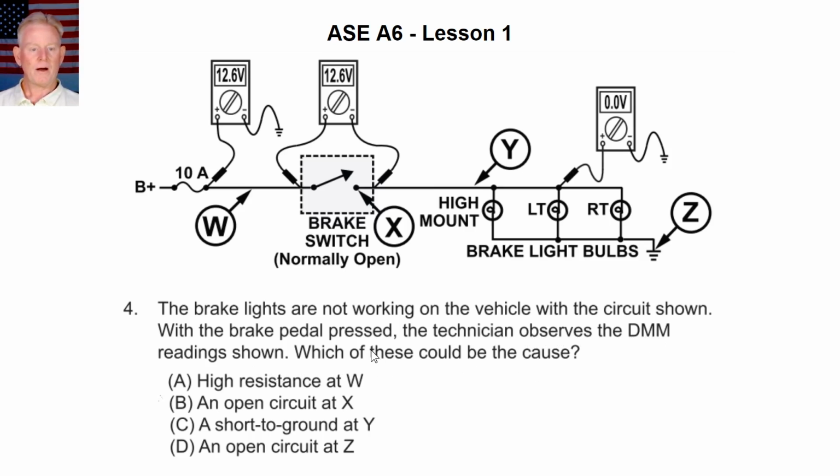Our options are: A, high resistance at this point in the circuit here, at W. Option B is an open at circuit X. Option C is a short to ground at Y. And option D is an open circuit at Z, meaning this ground point for the circuit is open. It's been disconnected, or it's corroded, or broken off, whatever it might be. Okay.